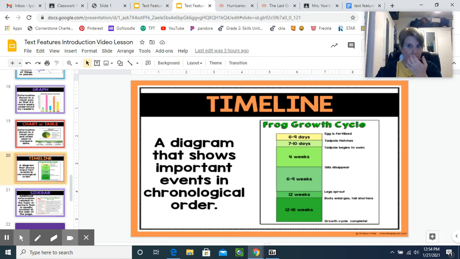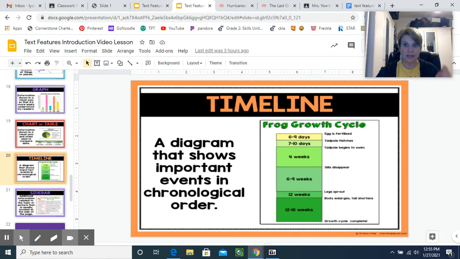So, for example, if we're talking about the frog growth cycle, between 6 and 9 days, the egg is fertilized. Between 7 and 10 days, a tadpole hatches. At 4 weeks, the tadpole begins to swim. Between 6 and 9 weeks, the gills disappear. At 12 weeks, the legs sprout. And between 12 and 16 weeks, the body enlarges and tail shortens. And then after that, the growth cycle is complete.